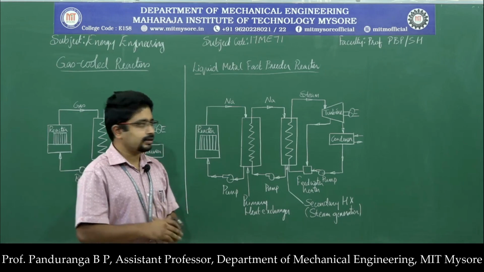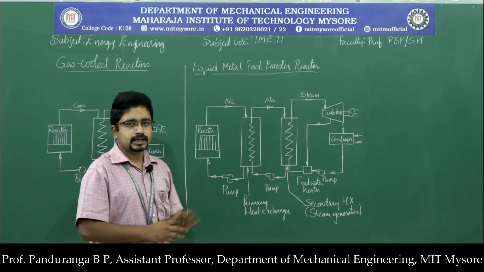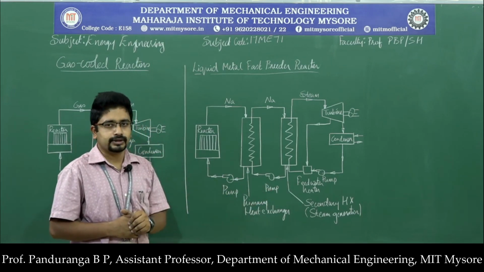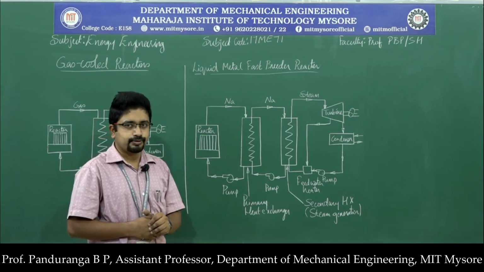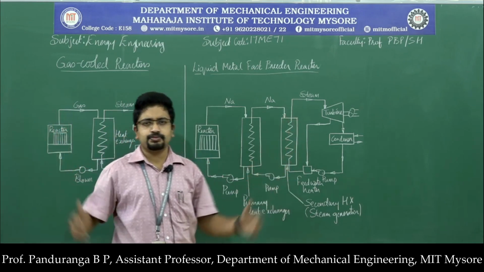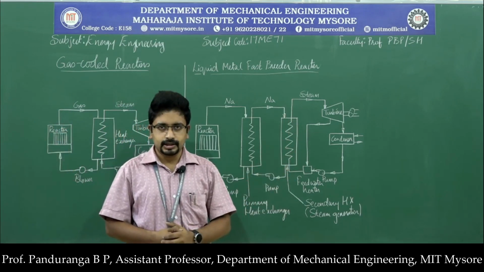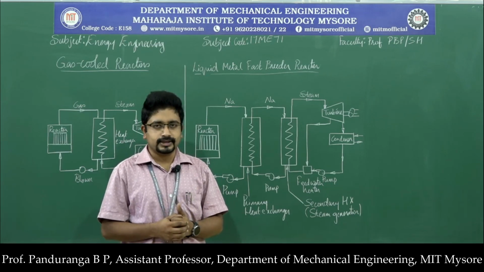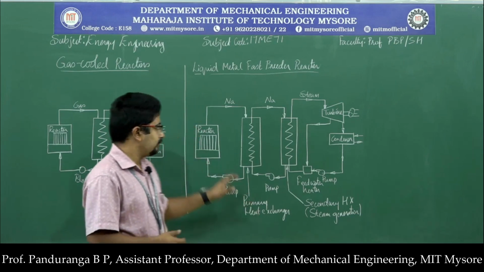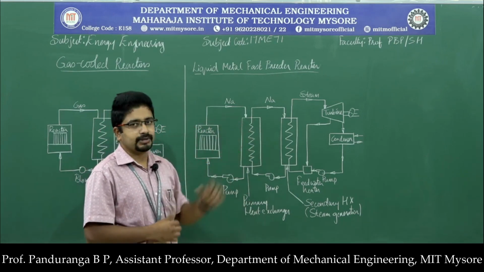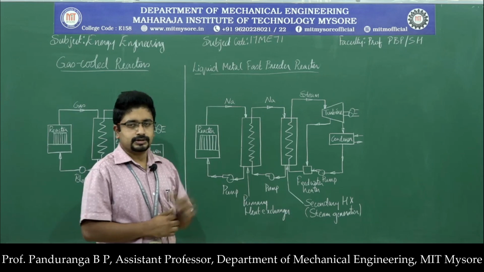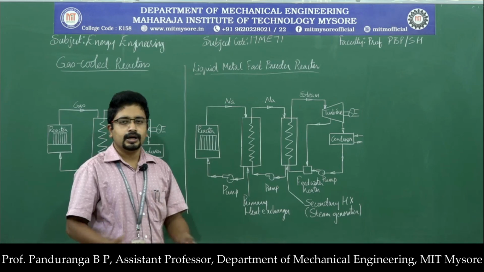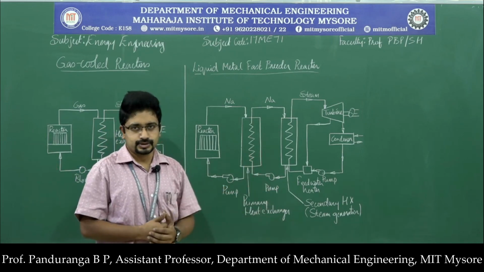As I said, there are two arrangements of this. One is the loop type, which is exactly similar to this, and the other one is the pool type. In the case of the pool type, we have a very large pool of liquid sodium. At the bottom we will have heaters to keep the sodium in the liquid state, and inside that we have the reactor core and the primary heat exchanger. So the reactor core and the primary heat exchanger will be kept inside a large pool of sodium.